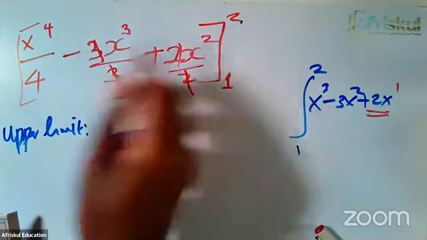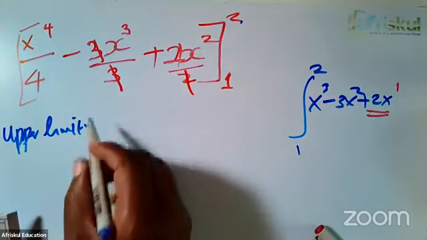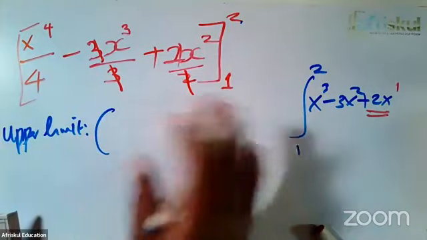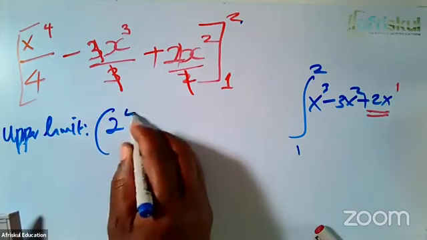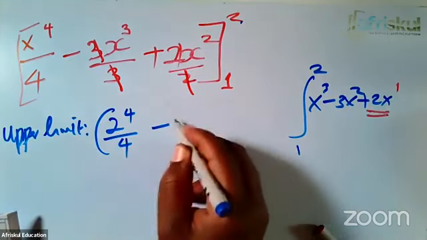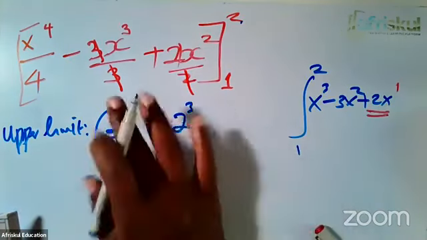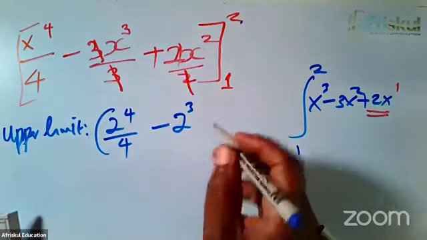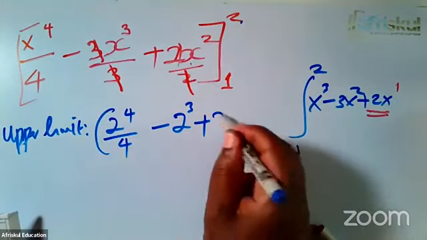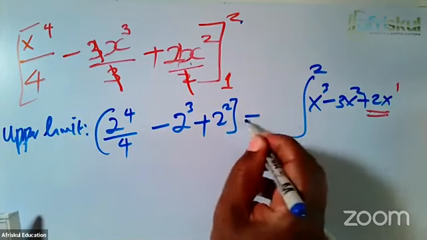So by assuming that x is 2 alone, what do we have here in the entire function? Taking x is 2 in the entire function, we have 2 raised to power 4 divided by 4 minus 2 raised to power 3. There's nothing really here because the 3 and 3 cancel there. Plus we have 2 squared. So that gives us an answer.